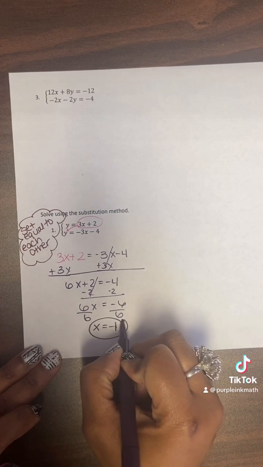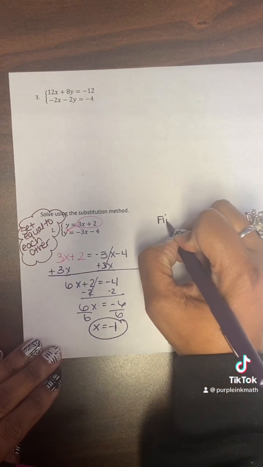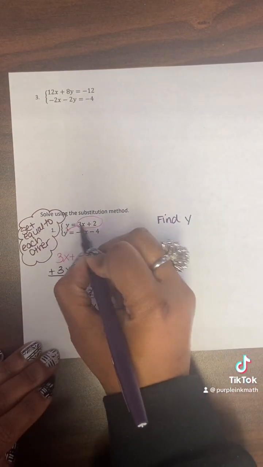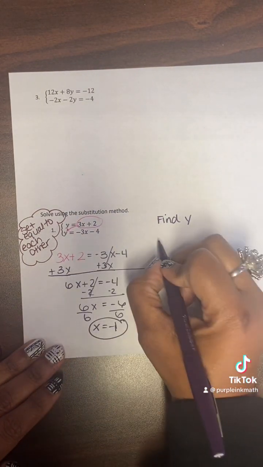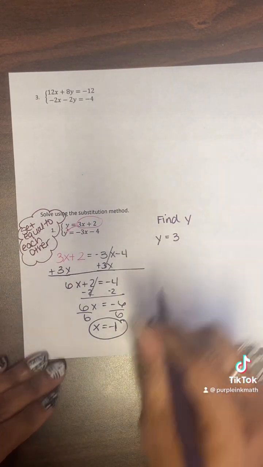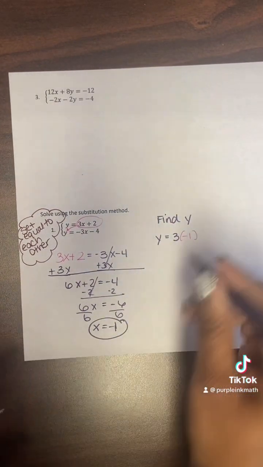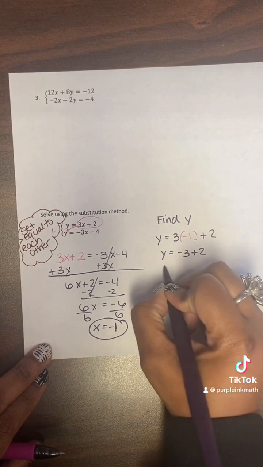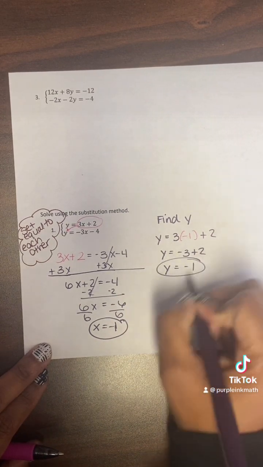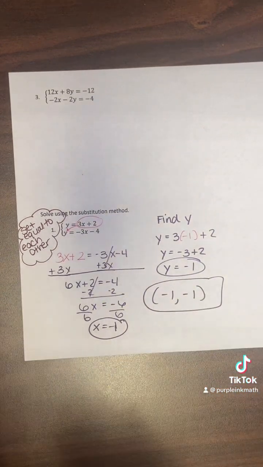Now our point of intersection is a coordinate point. So I have x. Now I need to find my y. Well, notice they tell me, hey, y is equal to this thing, y is equal to that thing, so you can just pick one. I'm going to go with the top. So y is equal to 3x plus 2, but remember I found x. So that's negative 1 plus 2. So y is negative 3 plus 2. Y is negative 1. So my point of intersection is negative 1, negative 1.